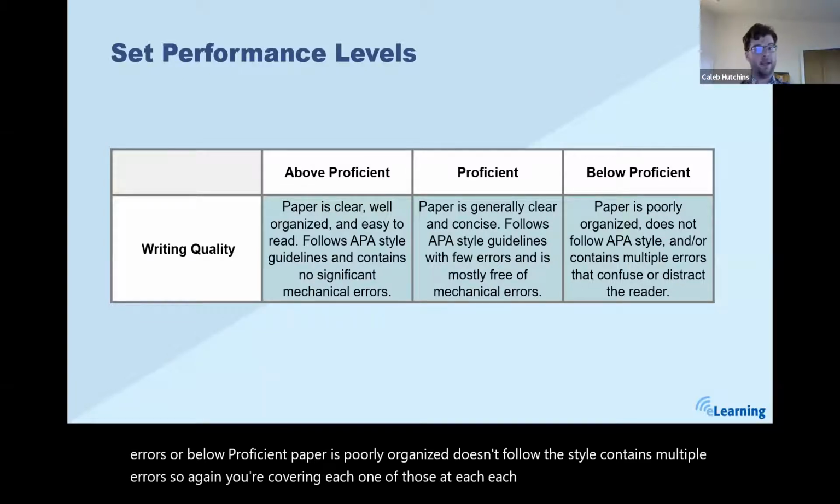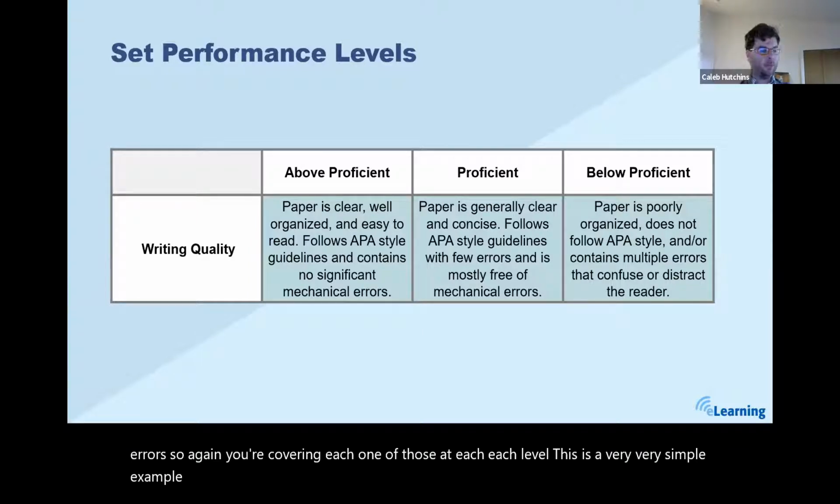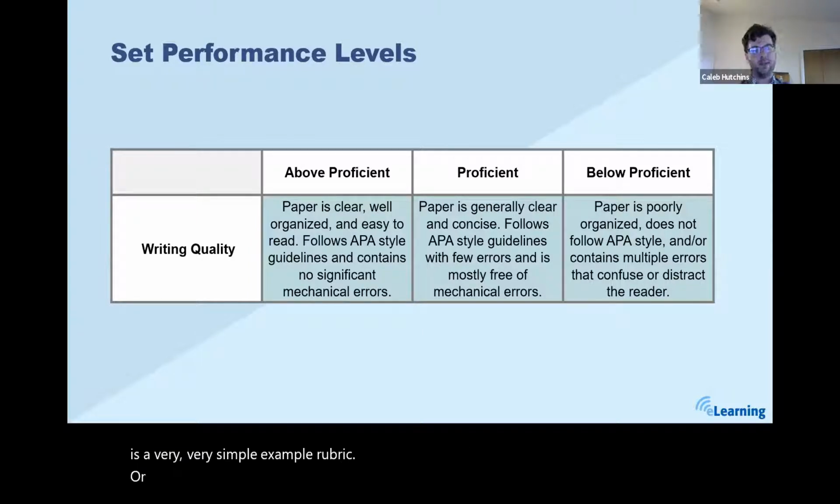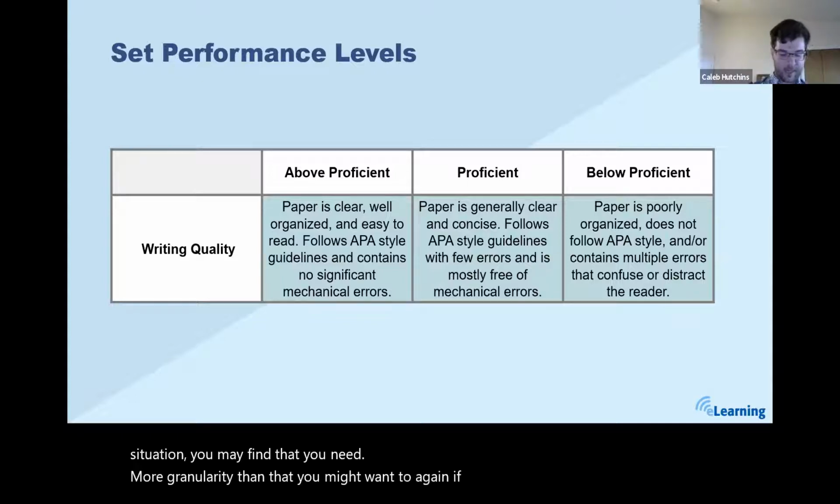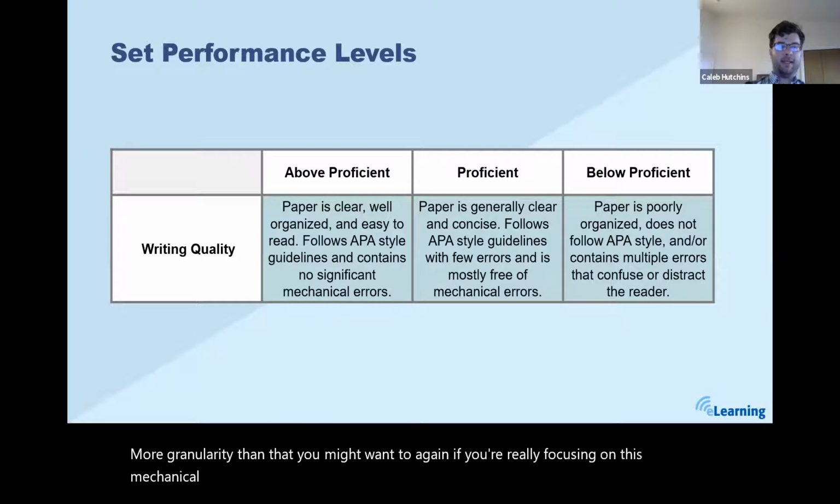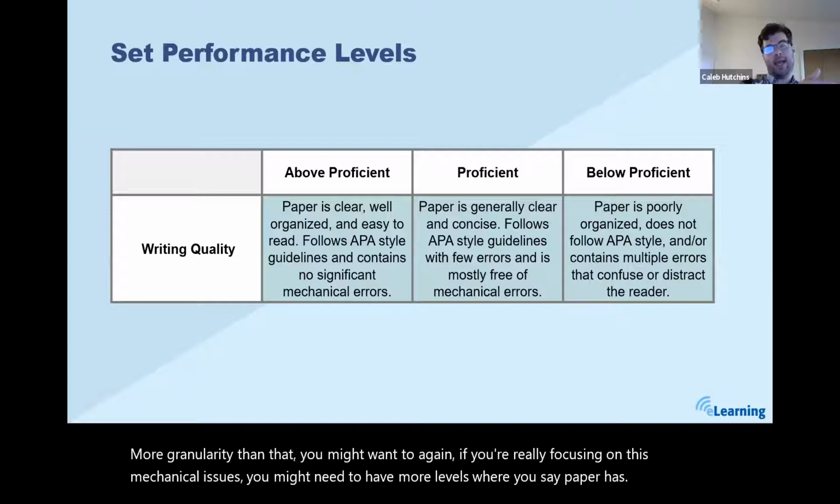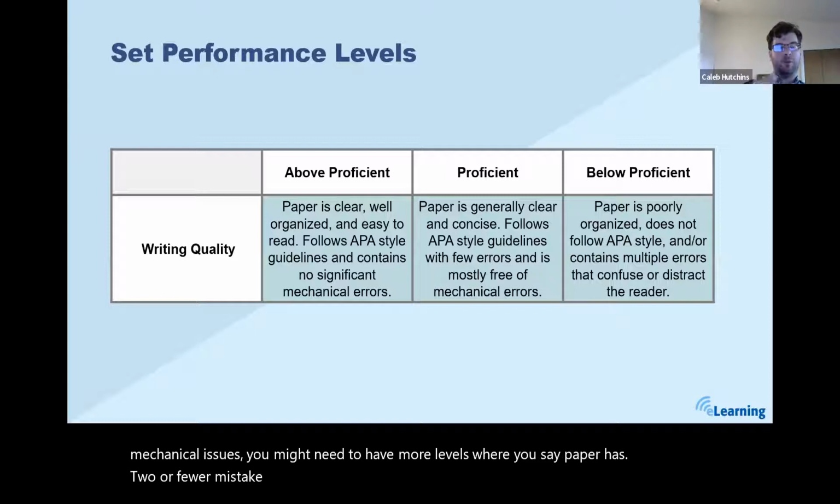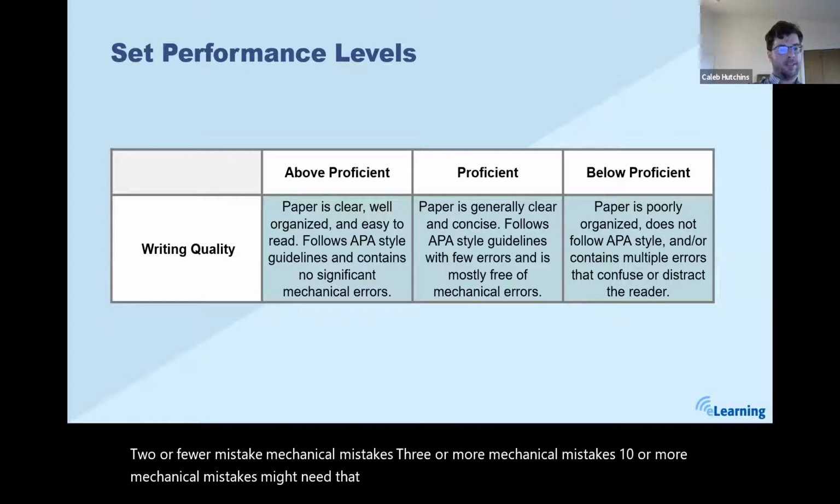This is a very, very simple example rubric. In your situation, you may find that you need more granularity than that. If you're really focusing on those mechanical issues, you might need to have more levels where you say, paper has 2 or fewer mechanical mistakes, 3 or more mechanical mistakes, 10 or more mechanical mistakes. You might need that granularity, or you might be able to keep it as simple as this.